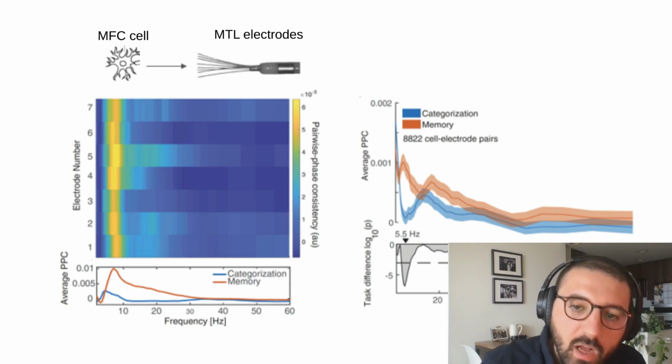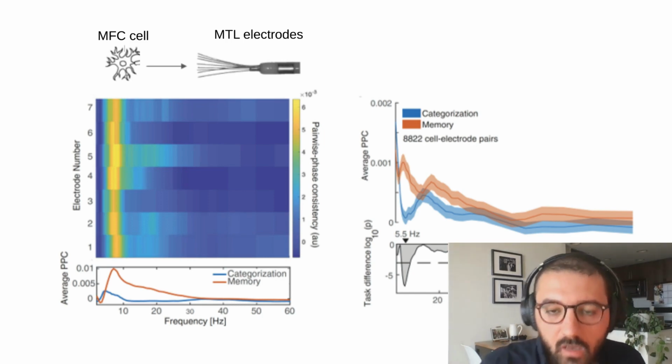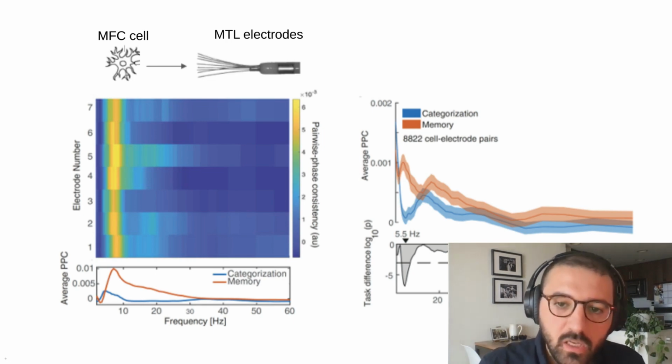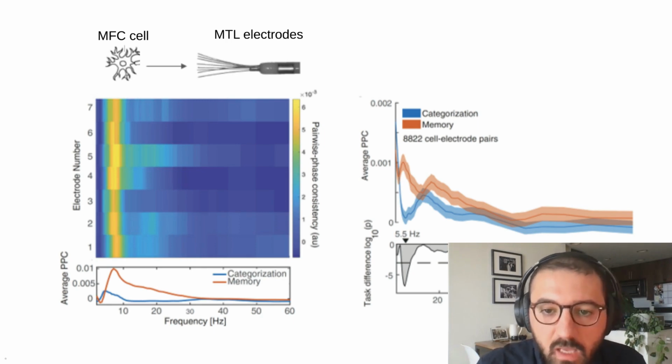And across all possible cell electrode pairs, in 33 sessions, we had 8,822 cell electrode pairs with which we can actually do this analysis. We see that there's very strong modulation of synchrony, specifically in the theta band, with a peak at 5.5 hertz.